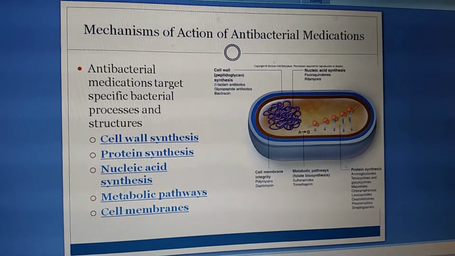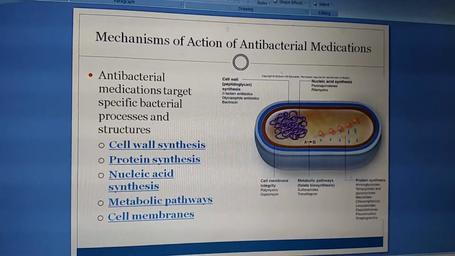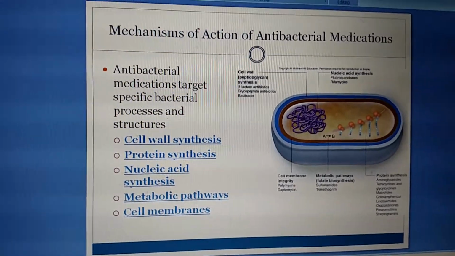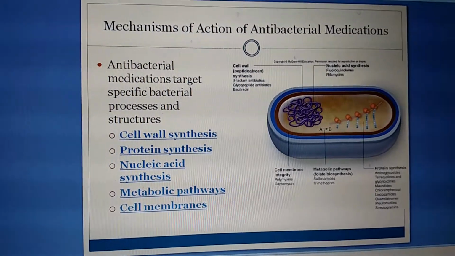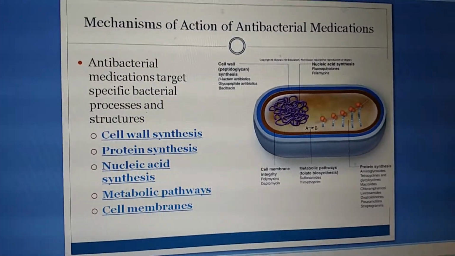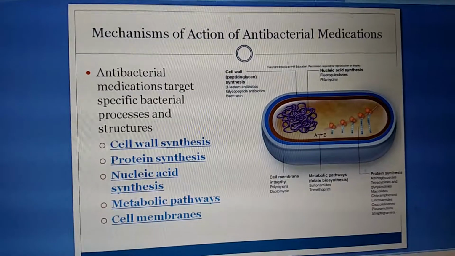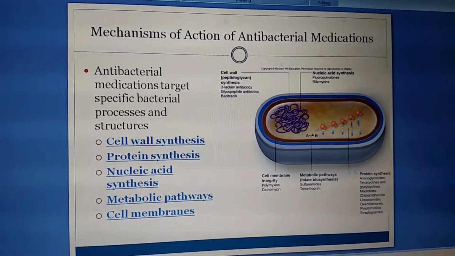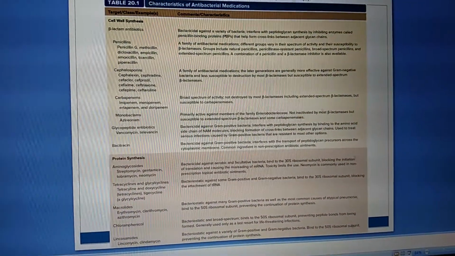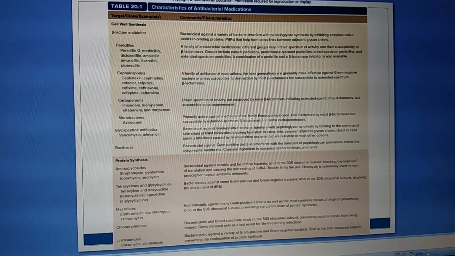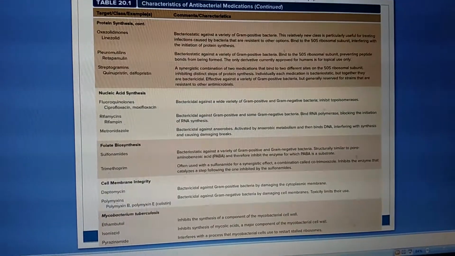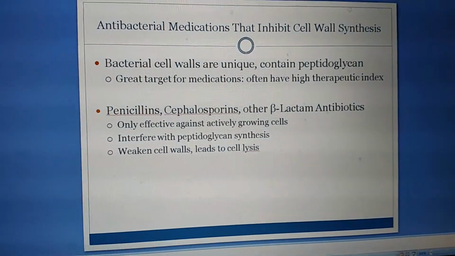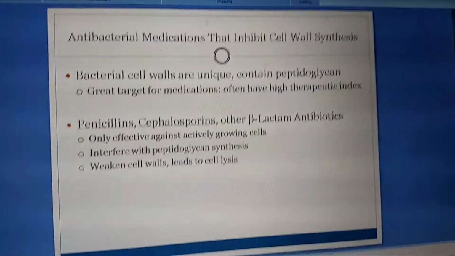All right, when we're looking at what you're targeting with bacterial medication specifically, you're going to target some specific structures and processes. You're going to target cell wall synthesis, protein synthesis, nucleic acid synthesis, metabolic pathways, and cell membranes. So here are some of the characteristics of these antimicrobials and some of the most common drugs that fall into each category. So targeting cell wall synthesis.